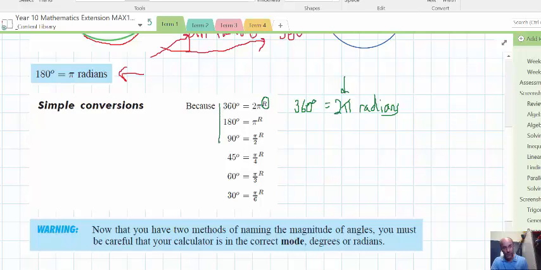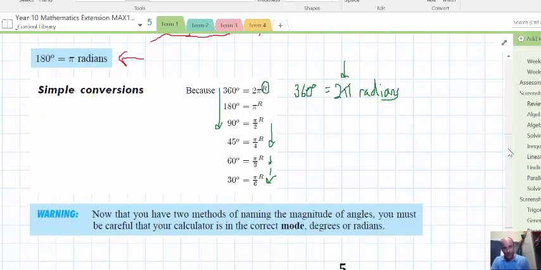We've seen the first three a second ago, but if we halve the 90, we've got to halve the half, so we've got a quarter of pi radians. 60 degrees is one third of pi radians, which is pi on 3. And 30 degrees is pi on 6, because it's 180 divided by 6.